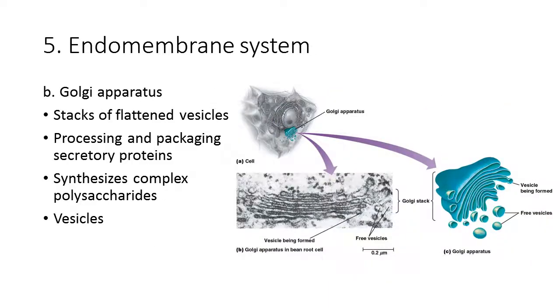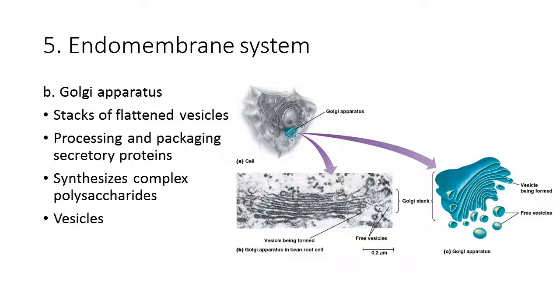The next component of the endomembrane system is the Golgi apparatus. So again, we have stacks of flattened vesicles, so again, this pancake-like thing. Now these aren't all connected, so they're stacks on top of stacks on top of stacks. And these pieces that break off of it can actually go either direction, so they can actually come into the cell or they can go out of the cell.